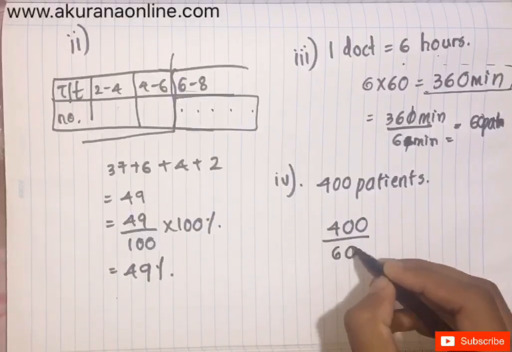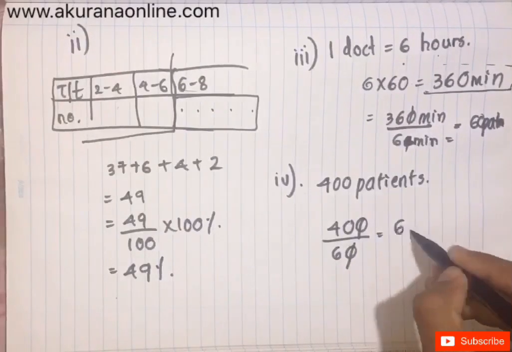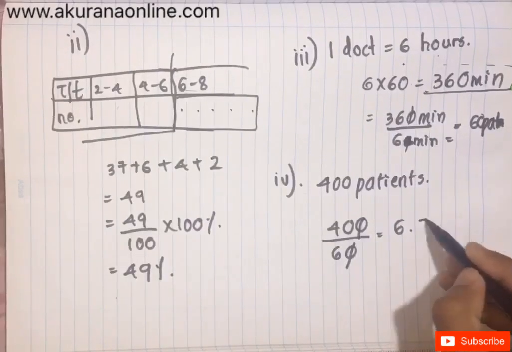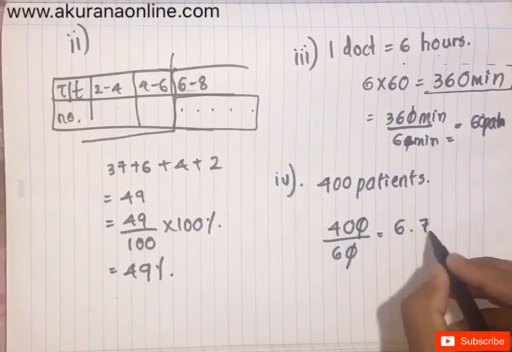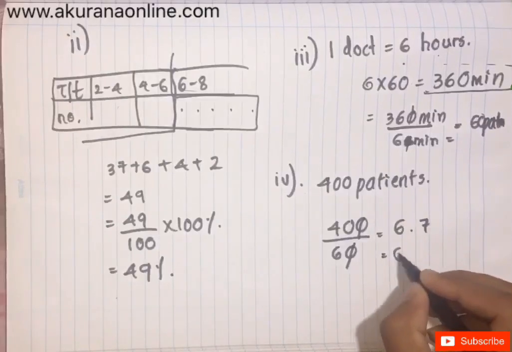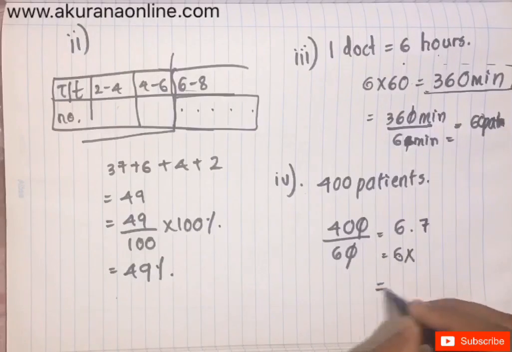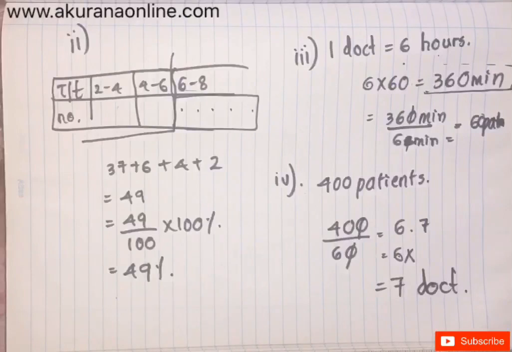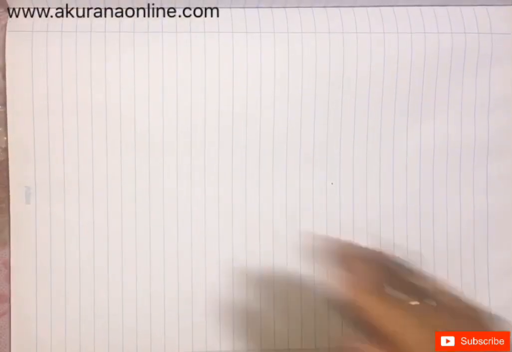Therefore, you divide by 60. So the answer you get is 6 point, it is roughly around 6.7. Therefore, now since you have 6.7, you cannot take 6 doctors. It is wrong. Why? There should be at least 7 doctors. Therefore, the answer will be 7 doctors. Okay. Now let us come to the third question.